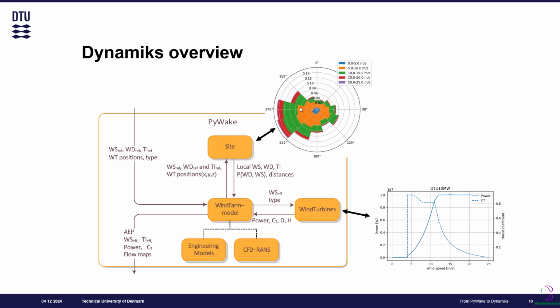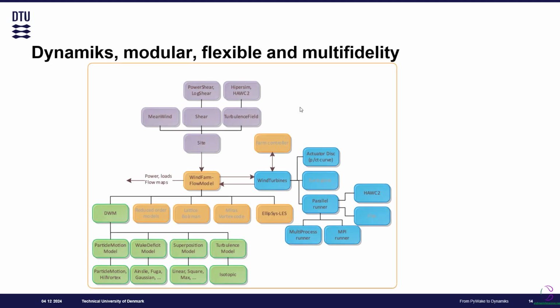But when it comes to Dynamiks, Dynamiks is a little different in the sense that it is modular, flexible, and multi-fidelity. So you can see now the different hierarchy of how a design is done in Dynamiks. It's not as simplified as PyWake, although it is more user-friendly than PyWake. You can see here the different models. You have more models than we have for PyWake. So you can see the DWM.